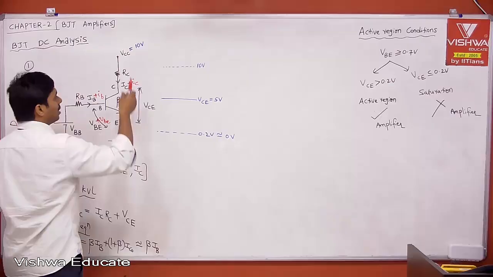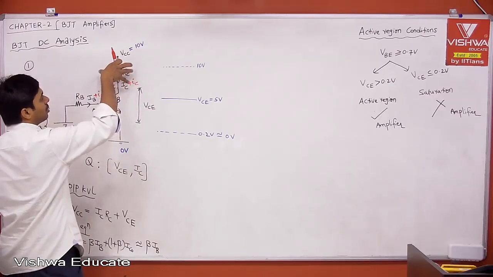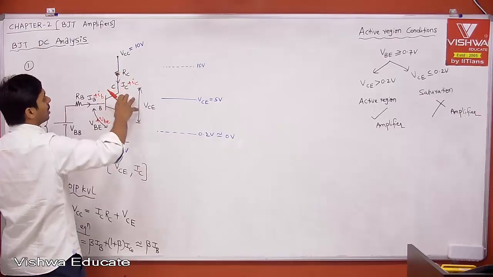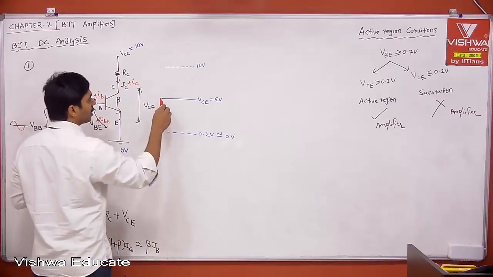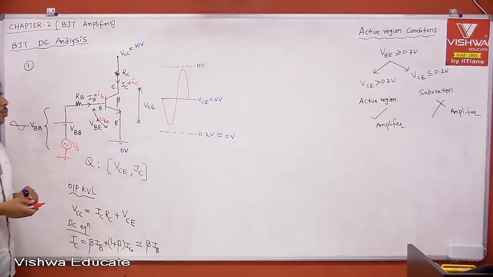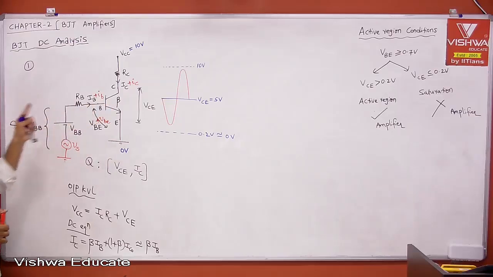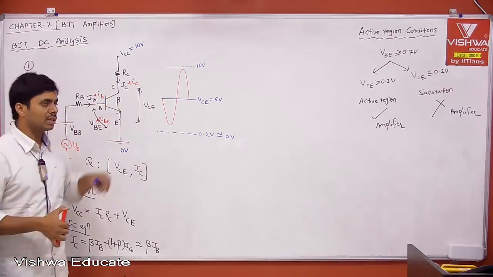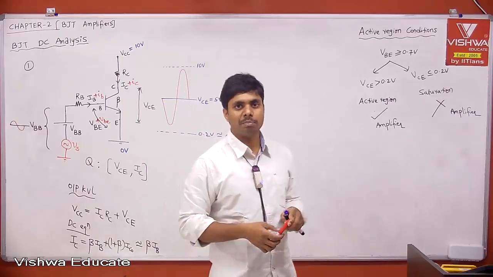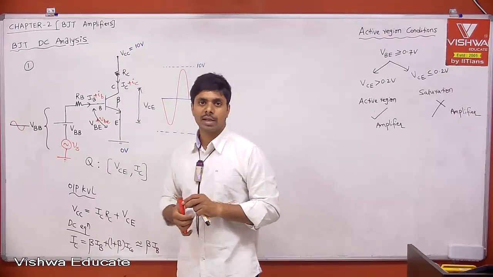Therefore, more current. The more current you pass through RC, the more change in voltage across RC. But as that current increases, the output voltage decreases. This is the signal you get at the output. And we have seen that this is a common emitter configuration. There is a phase shift. If input is increasing, your output will decrease. That's why we got the minus sign. That is what is called inversion.